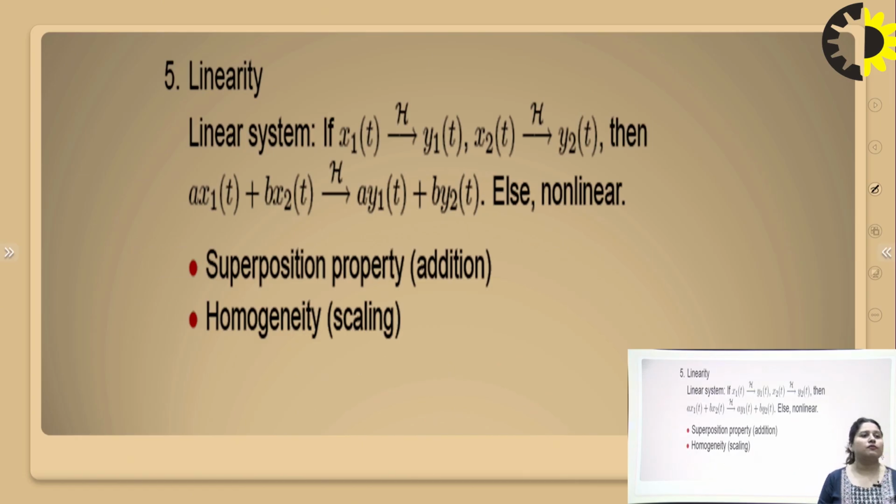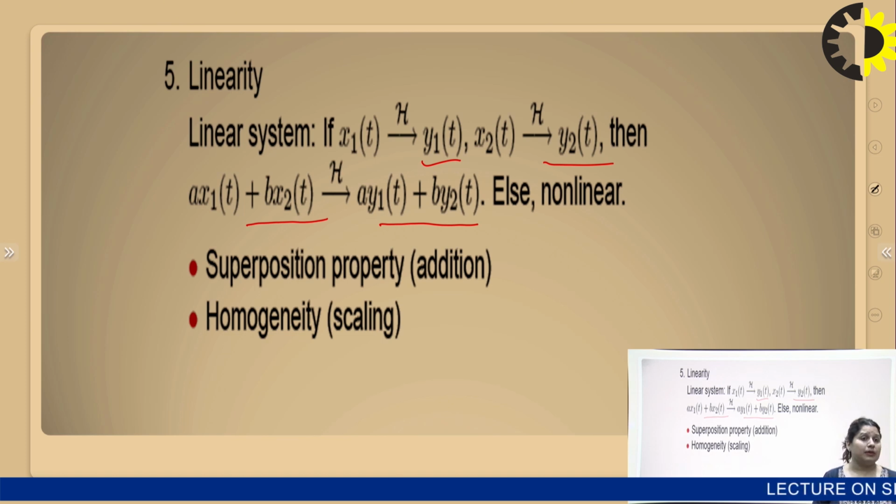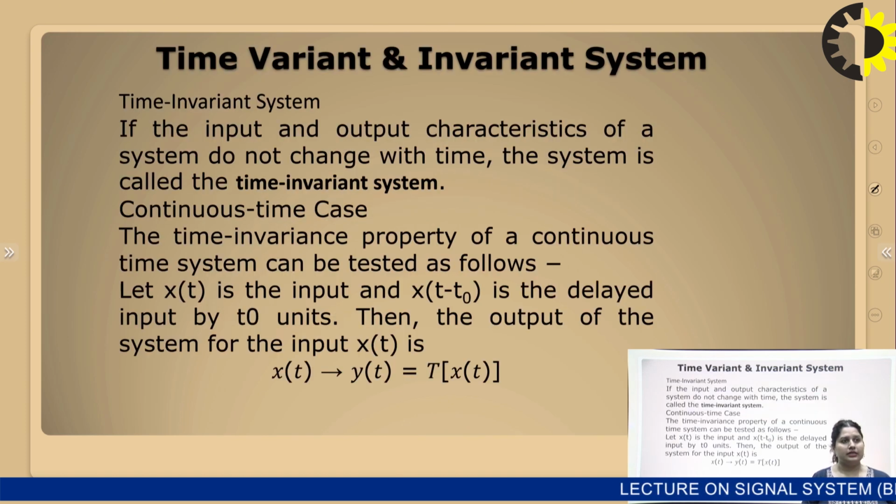Linearity is composed of two things, that is superposition and homogeneity. Superposition is the sum of the two signals, that is x1(t) plus x2(t), and homogeneity is the scaling factor, that is a1 or a or b, something like that. So if x1 is given to a system, then it provides you y1(t). If x2 is given to a system, it provides you y2(t). If a1 x1(t) plus b x2(t) is given to the system, it will provide you a y1(t) plus b y2(t). So this system is called a linear system. Else, if it is not happening, then it is called a non-linear system.